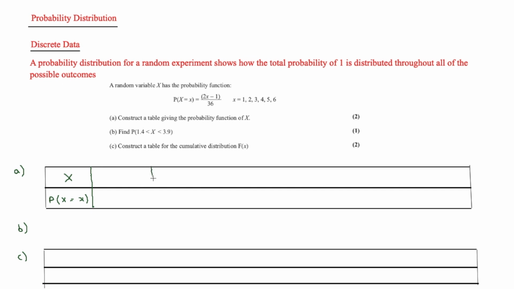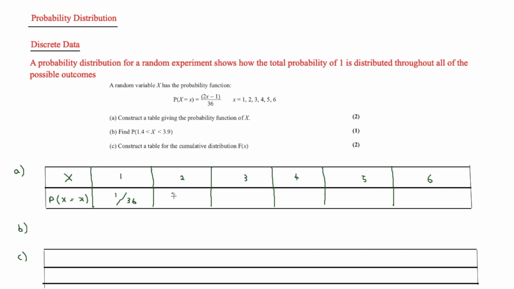And then what we have is you've got 1 here, 2, 3, 4, and 5, and then finally 6. And for each of them, you're saying what the probability is. So probability of 1, for this particular question, all we have to do is substitute 1 in, and that means that we're going to get 1 over 36. And we'll keep everything in terms of 36, even though some we can simplify.